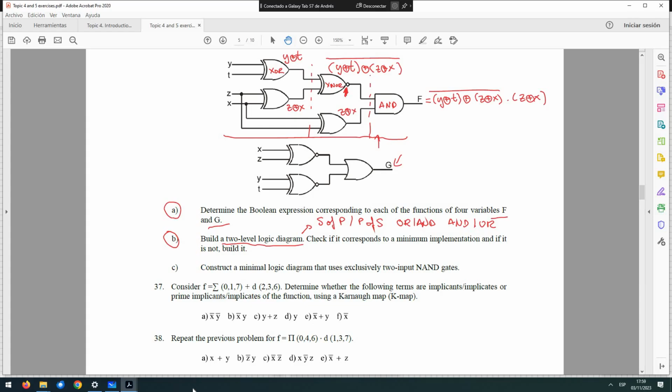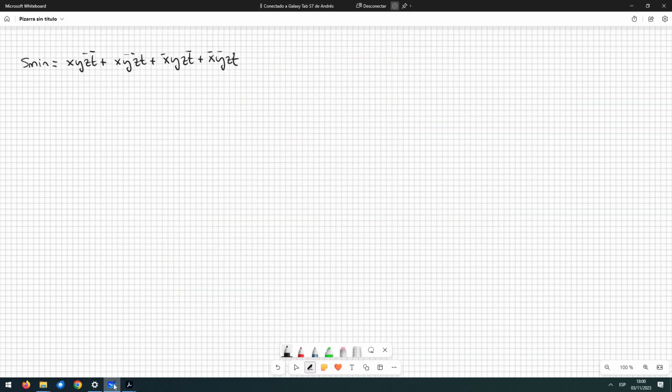But we haven't finished the exercise. The C section tells to construct the minimal logic diagram using two input NAND gates. So firstly, I'm going to implement the circuit using NAND gates without limitation in the inputs, and later I'm going to explain to you how to use NAND gates with a fewer number of inputs to implement a larger NAND gate. It's quite simple. So here we have the function, and we have the minimal sum.